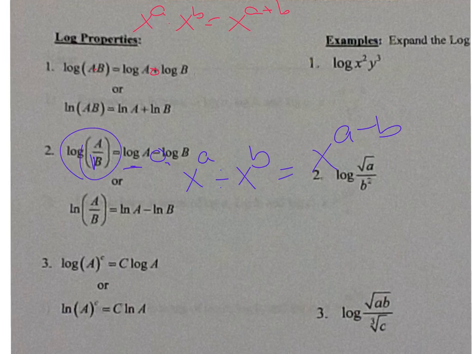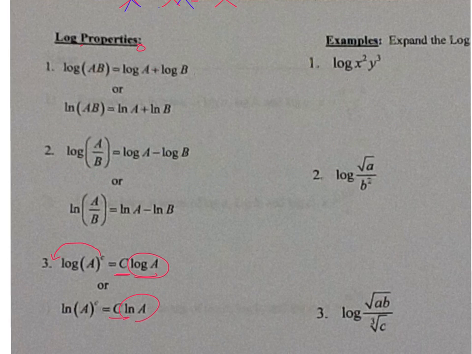All right, now this one here, this power to a power here. I have log a, and it has a power of c. So what happens is the c goes in front of the log. The exponent goes in front of the log. So I get c log a. And the same thing for ln. So it's ln a to the c power is c ln a.